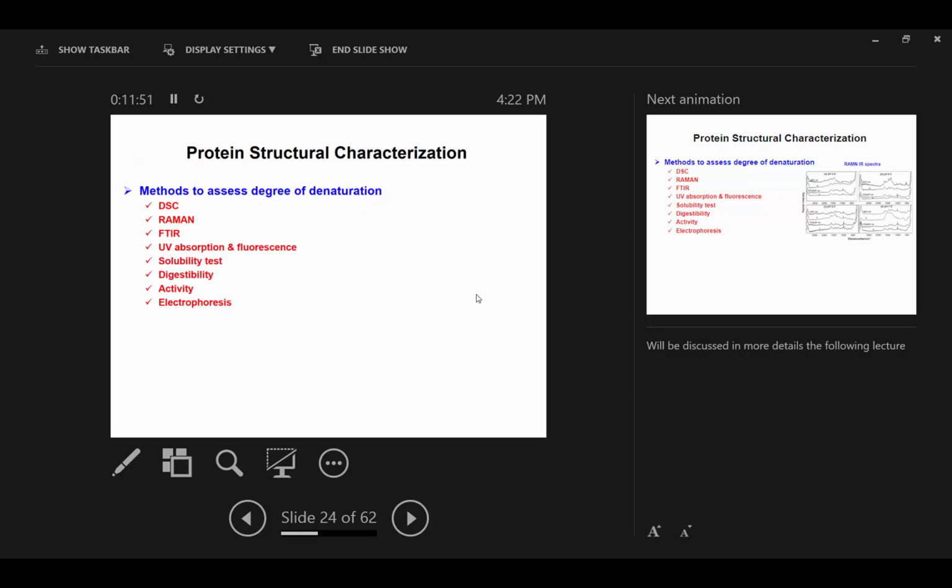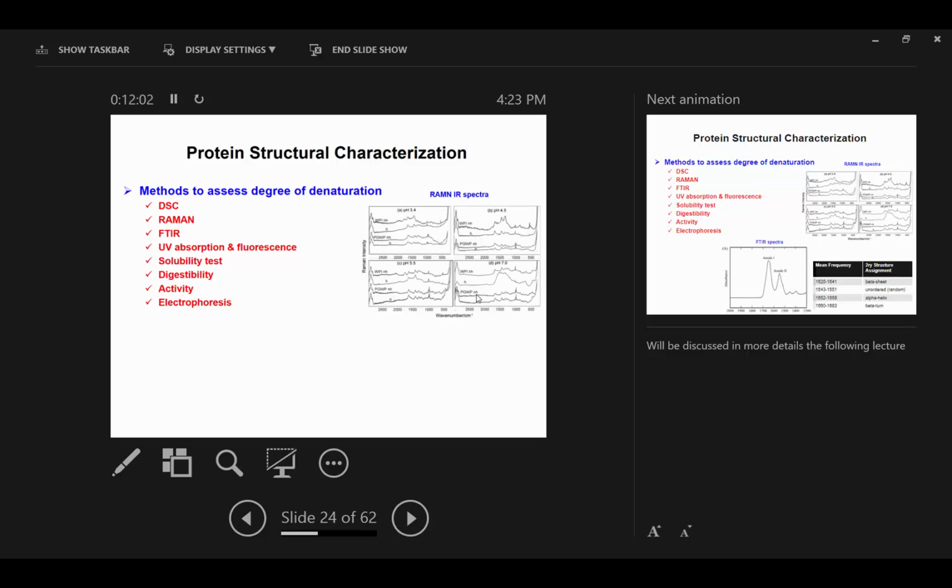Other methods to assess degree of denaturation, which is a very key aspect in protein functionality, use spectroscopy. One is Raman spectroscopy. Here's an example from research we've done in the lab. Raman spectroscopy is basically IR based, so you're looking at vibrational energy, the vibration energy of the bonds.